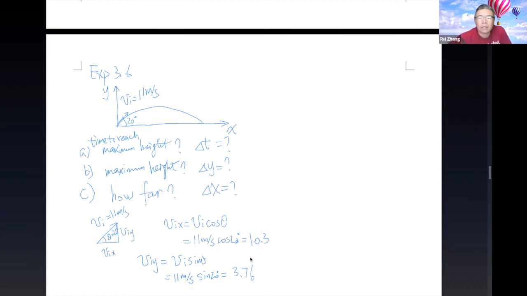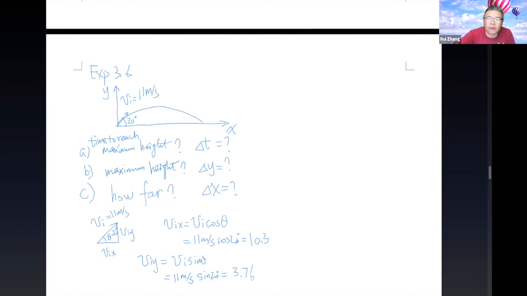Again, let me say this. Whenever you have a two-dimensional problem, you see something like this given, always break them down to components first. Without doing that, this won't help you to solve the problem, because we have to look at the problem in terms of their components. Okay, so we got this now, right? Now let's see what else we know.